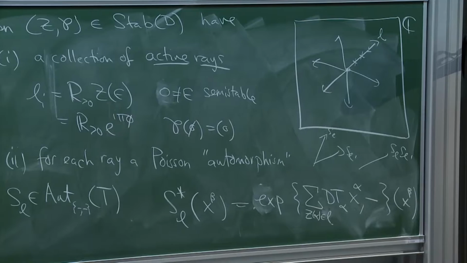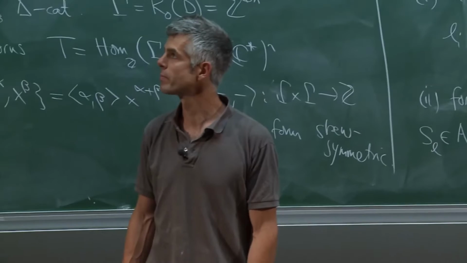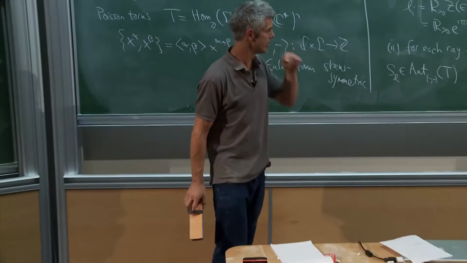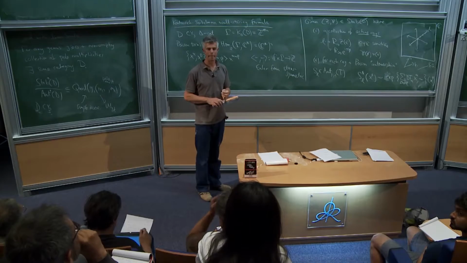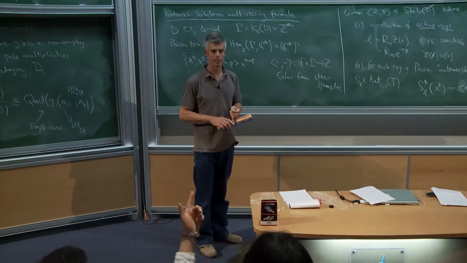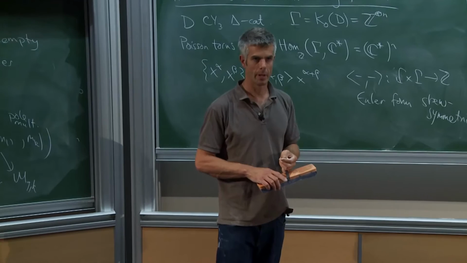Can you read off the pentagon identities directly from the structure of the stability conditions? The pentagon identity just follows from this general machinery, from this wall crossing identity. It's the simplest example of this wall crossing identity. Not that I know of, no.